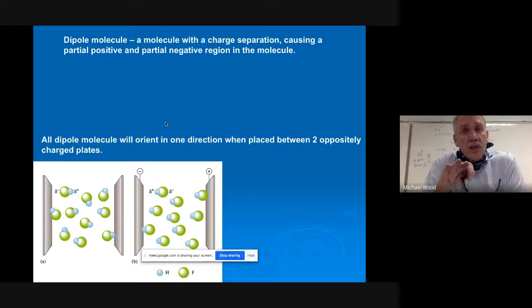But on the one on the right, diagram B, the plates now become charged. The plate on the left is negative, the plate on the right is positive. Well, now remember that opposites attract. So now the molecules take a specific orientation, they align, is what that's saying. And that's because they're polar.